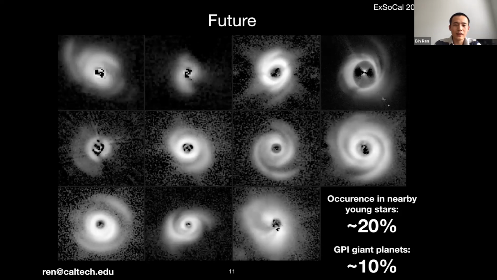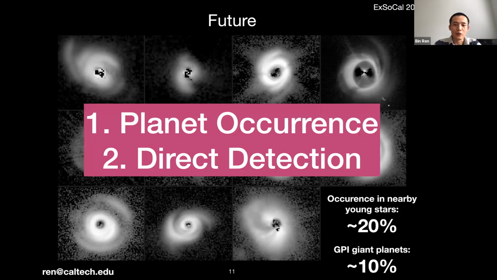And by the case study that I showed in the previous slides, we know that we will be able to probe the true occurrence of planets when we see spiral arms in protoplanetary disks. And as a result, we can also perform direct detection of the planets through high contrast imaging. And once we detect them, we'll be able to study their atmospheres using spectroscopy. And that's all my talk.